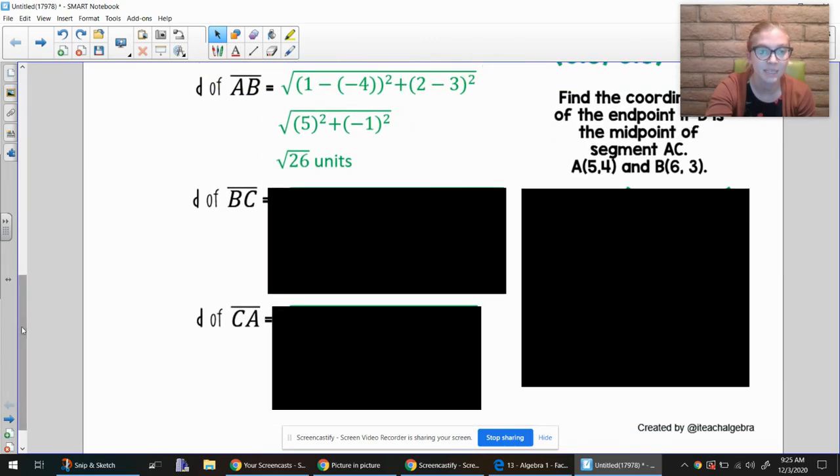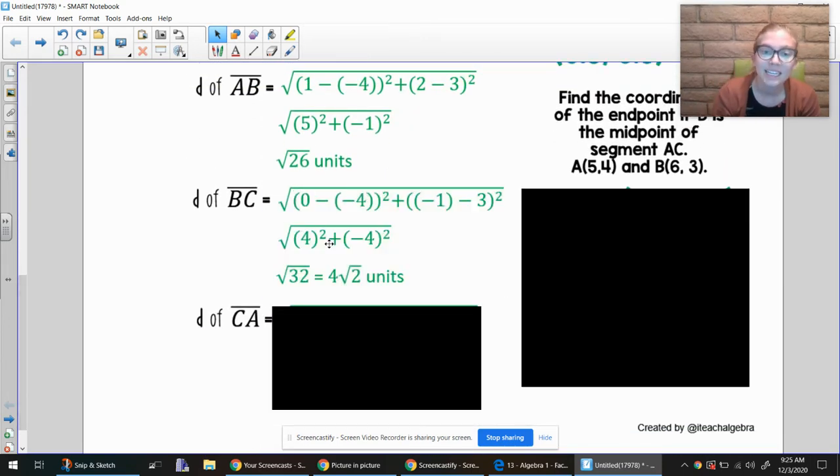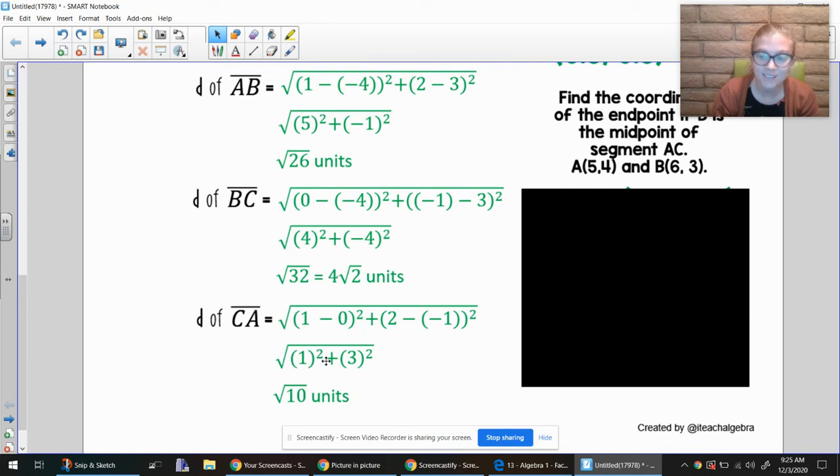The distance of BC is the square root of (0 minus negative 4) squared plus (negative 1 minus 3) squared, which is 4 squared plus negative 4 squared, or the square root of 32. And the distance of CA is the square root of (1 minus 0) squared plus (2 minus negative 1) squared. 1 squared plus 3 squared is the square root of 10.